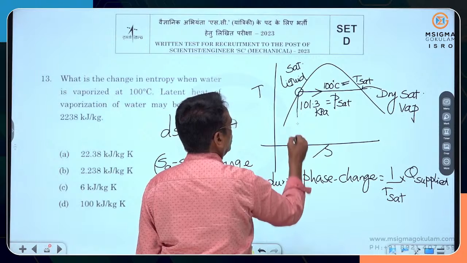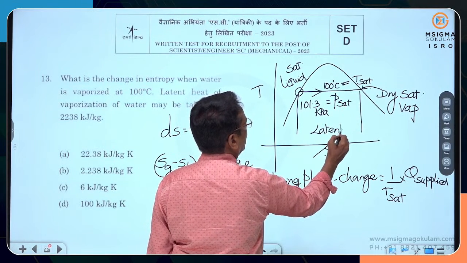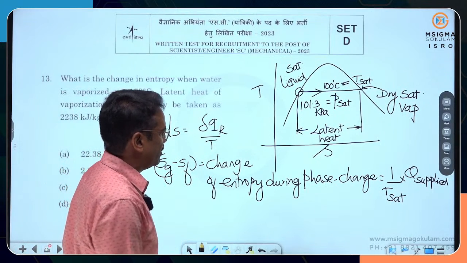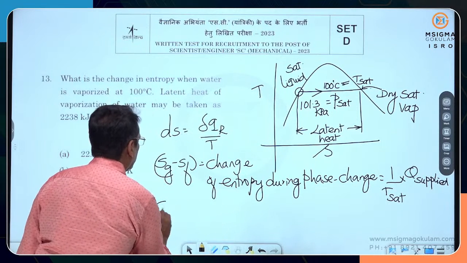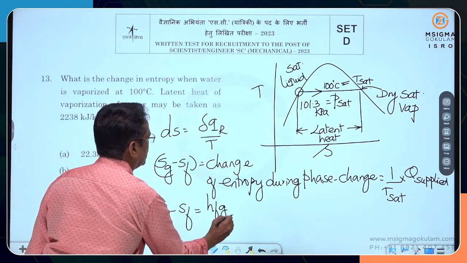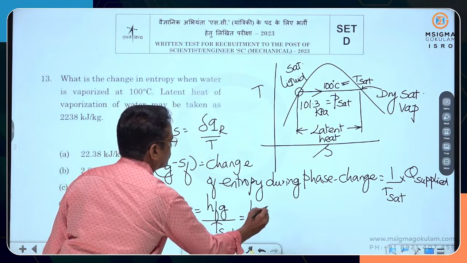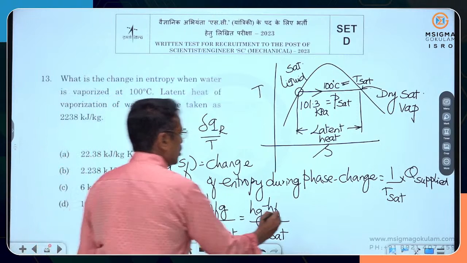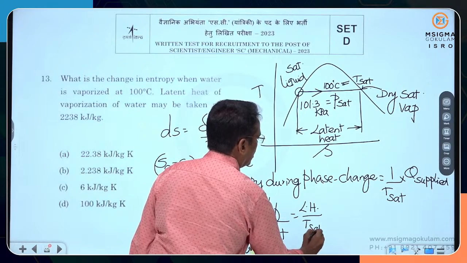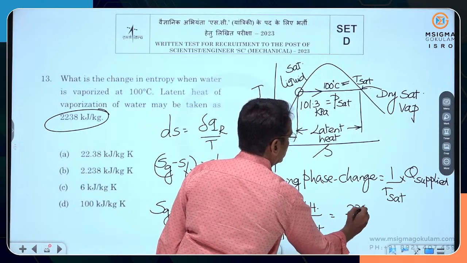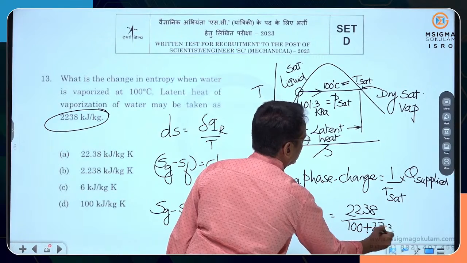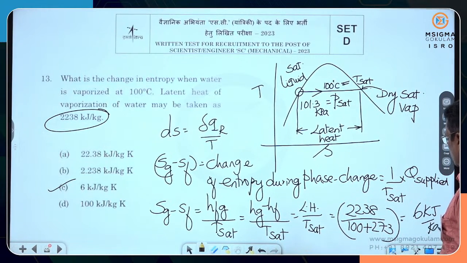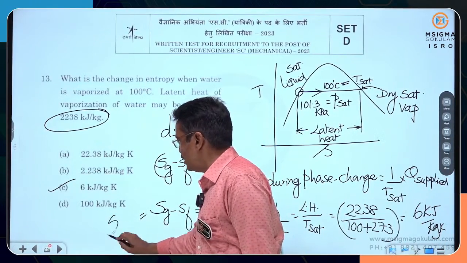This heat is called the latent heat of vaporization, also known as the enthalpy of vaporization, which is Hg minus Hf, indicated by Hfg. Therefore, Sg minus Sf is equal to the latent heat divided by Tsat. The Hfg, Hg minus Hf, or the latent heat all mean the same. The latent heat given is 2238. The temperature we have to keep in Kelvin always. This answer will be 6 kilojoule per kg Kelvin. This is the Sfg value, or Sg minus Sf.